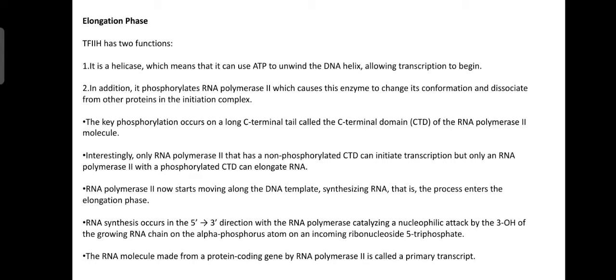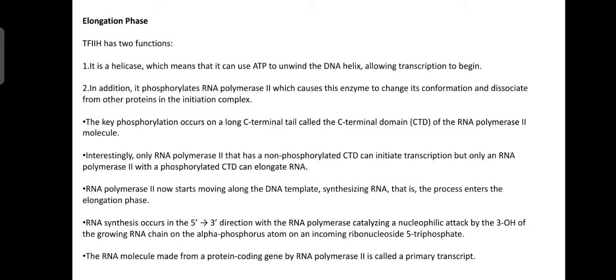The transcription factor 2H has two functions. The first function is that it is a helicase. Helicase enzyme means it can separate the DNA double helix into single strands, which uses ATP to unwind the DNA, allowing the transcription to begin. This is the first function. And what is the second function?